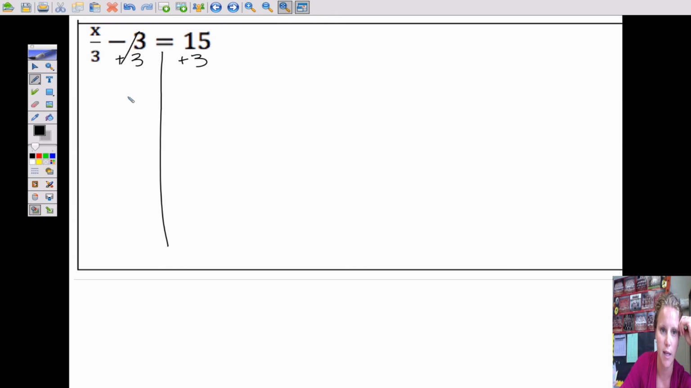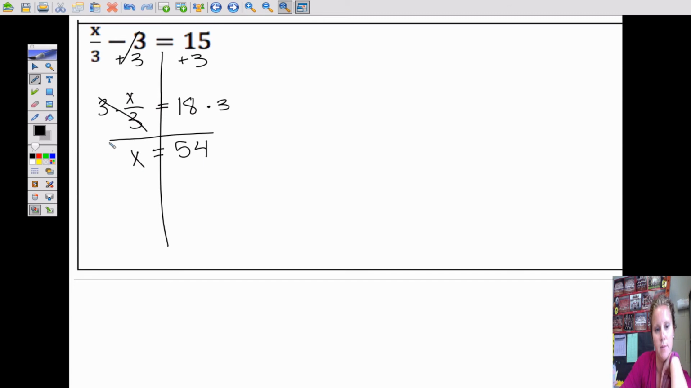And so then that's going to cancel. I'm going to have 8, or x divided by 3, is equal to 18. So now, to get rid of my 3, this is x divided by 3, or it's 1/3 times x. To get rid of it, I'm going to multiply by 3 on both sides. And 3 divided by 3 is just 1x. And 18 times 3 is going to give me 54. So that's my x.